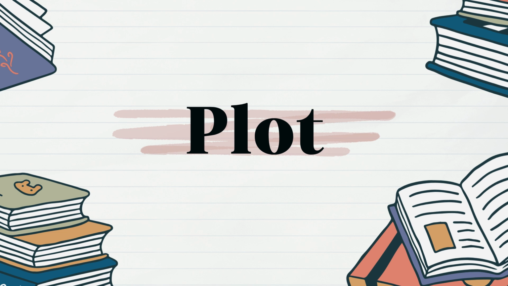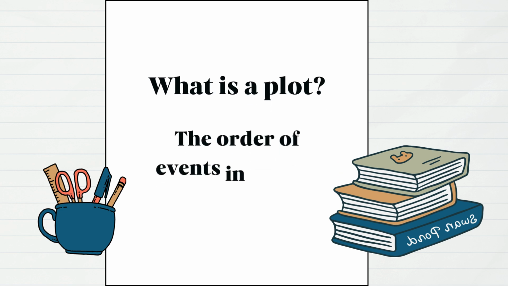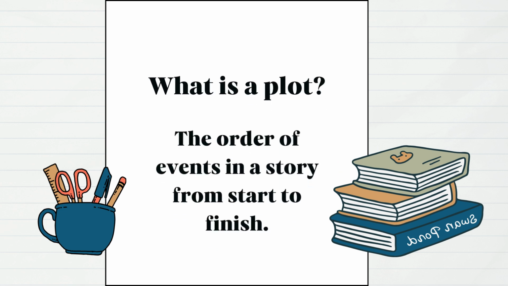Today we're going to be learning about plot. We all should have an idea of what plot is from all the movies we watched and all the stories we've read or heard. Now, what is a plot? A plot is the order of events in a story from start to finish. So this is everything that happens from the beginning of your favorite movie to the very end.